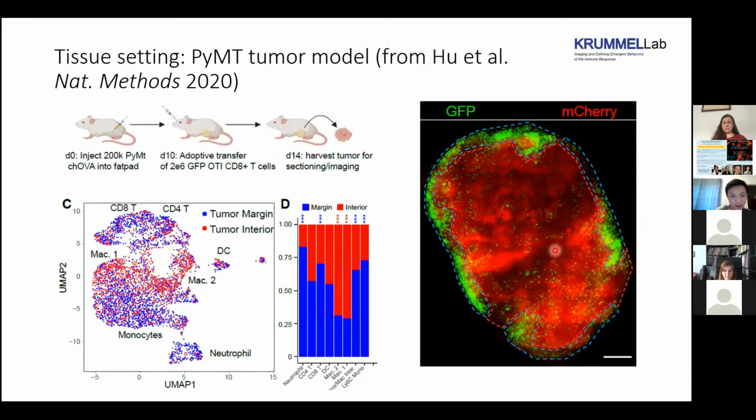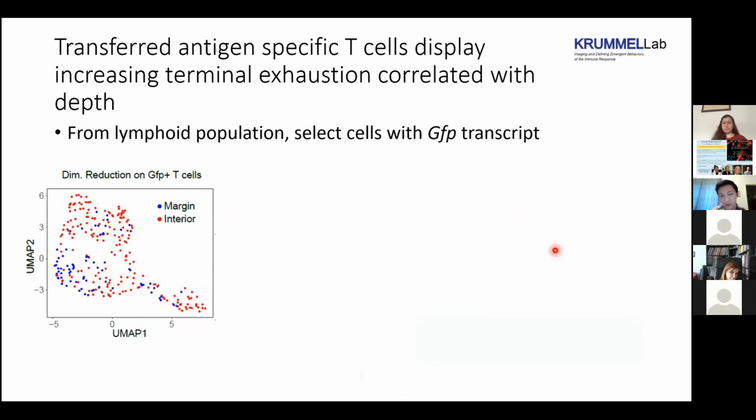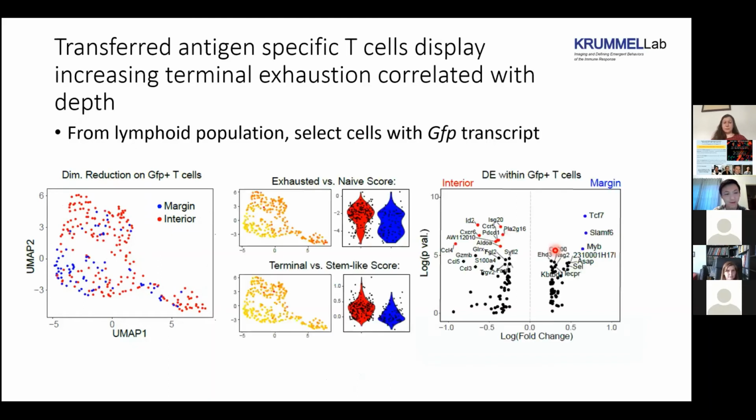And what we saw in this particular instance was an increase in preferential localization of monocytes to the exterior, and a preferential localization of macrophage populations towards the interior. We also saw this shift. If you subset on those GFP positive T cells, you saw a shift from a more stem-like to a more exhausted signature based on depth of infiltration. You can see this nicely in these violin plots here, and also in the overlay of these scores.